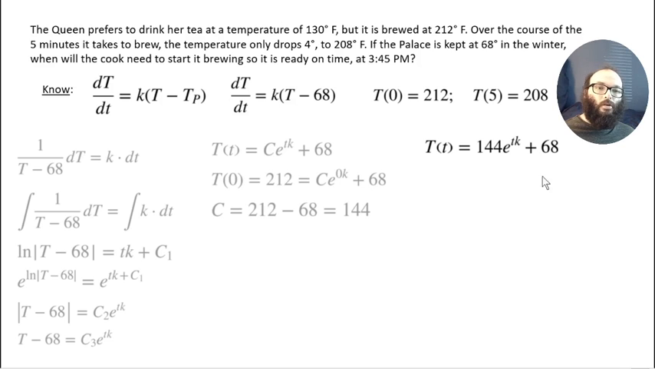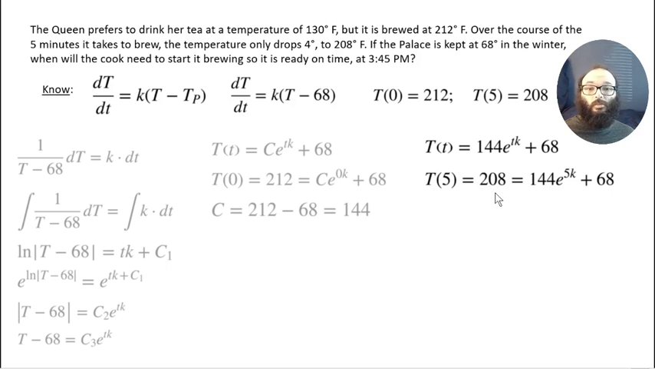all we have to do here is plug in our other given value, the temperature at time 5. And once we do that, we will be well on our way. So we do that. Temperature at time 5 is 208 degrees, and that is equal to 144 times e to the 5k plus 68. We do some basic arithmetic here, nothing too fancy. 208 minus 68, of course, is 62.